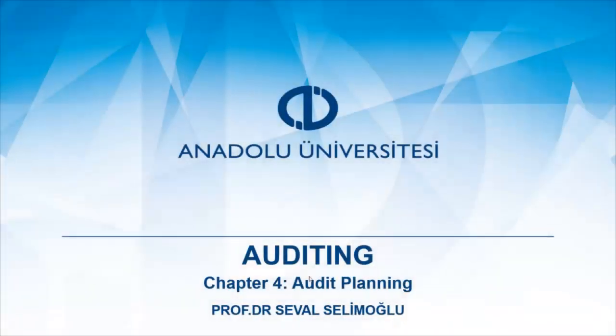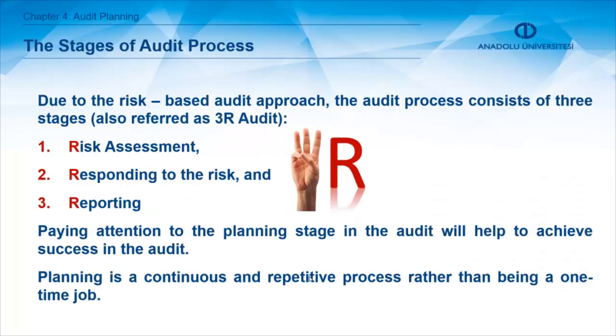Chapter 4, Audit Planning. In this chapter, we are going to talk about the stages of audit processes. During the audit processes, the activities of the auditor can be gathered in 4 stages. These are as follows. The first one is accepting the engagement and arrangement. The second one, audit planning. The third one, performing audit procedures. And the fourth, the reporting of findings.